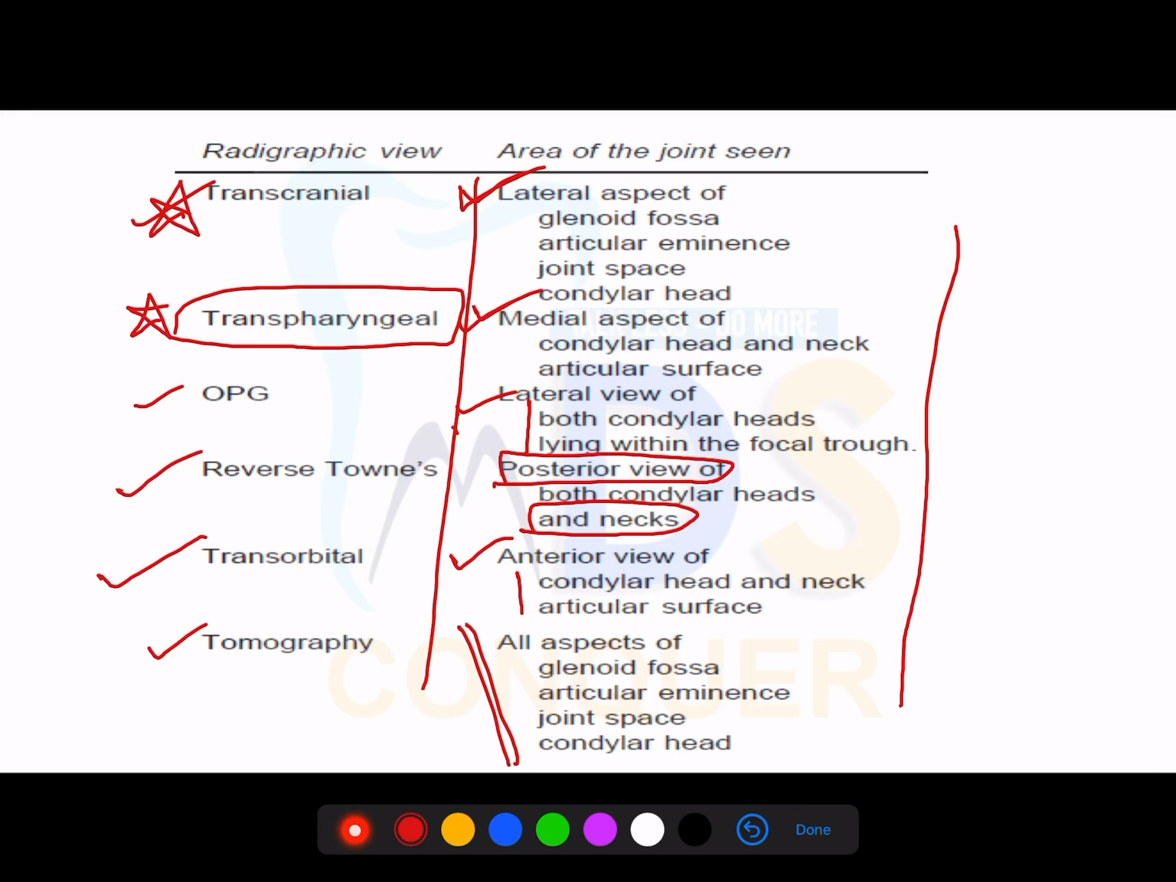So the important thing here is to know where you can see the lateral aspect of the TMJ and where you can see the medial aspect of the TMJ.